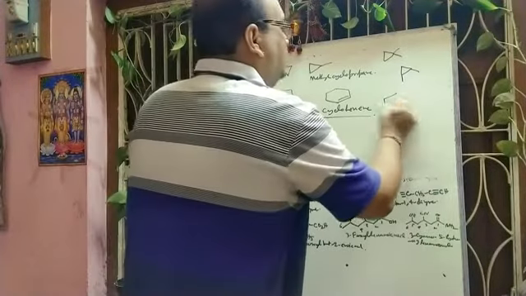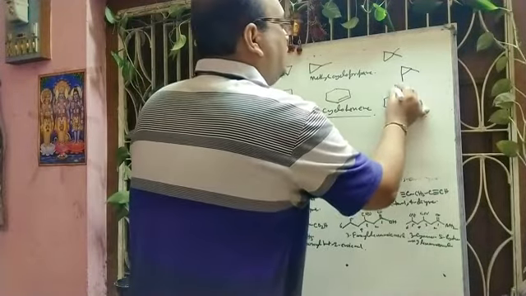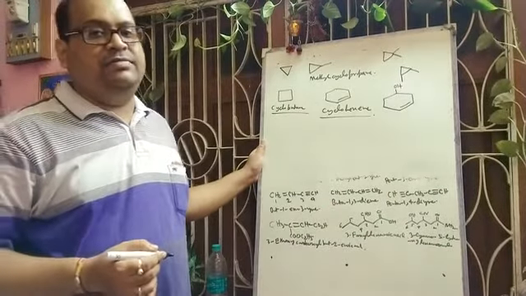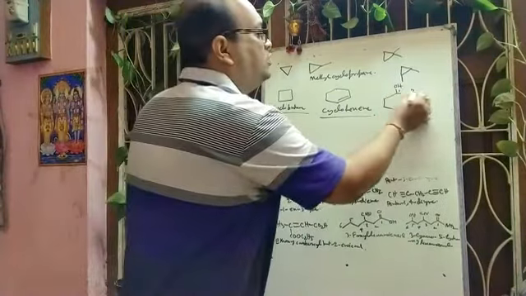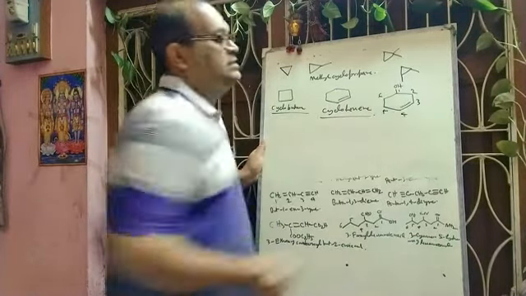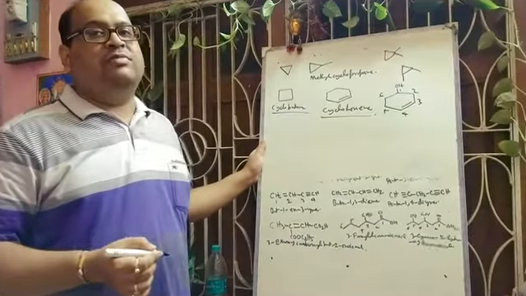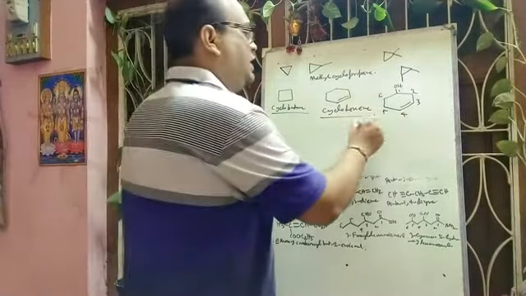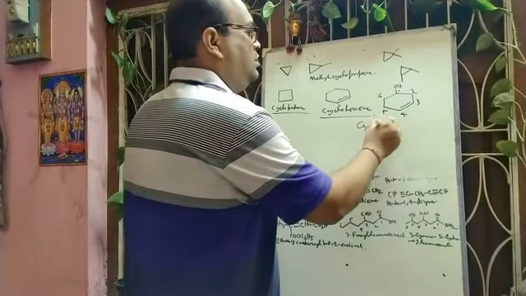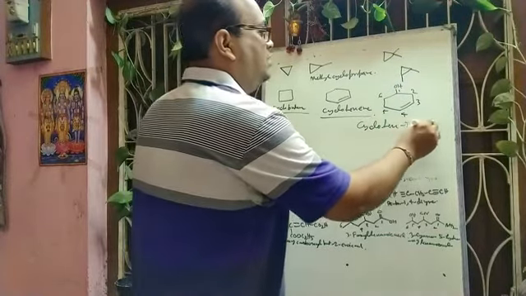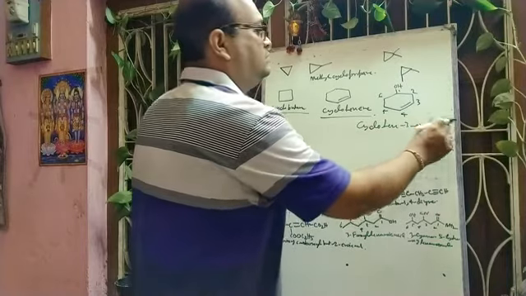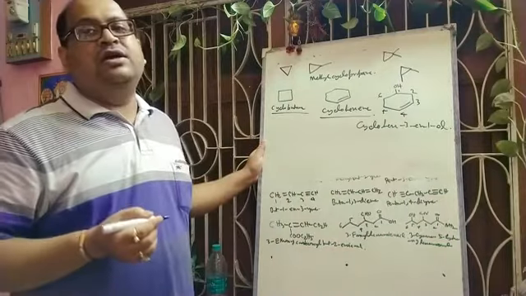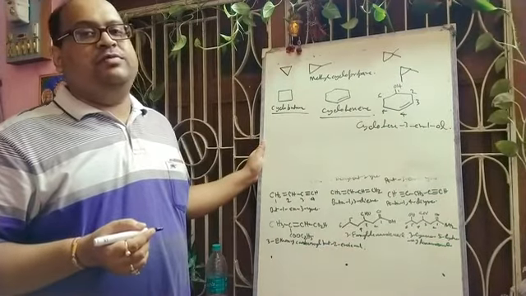Suppose in this compound there is one OH group. Definitely we have to give the functional group the minimum number, so we will number it 1, 2, 3, 4, 5, 6. So what will be the name of this compound? This one is cyclohex-3-en-1-ol. Cyclohex-3-en-1-ol. In this way we have to give the name.